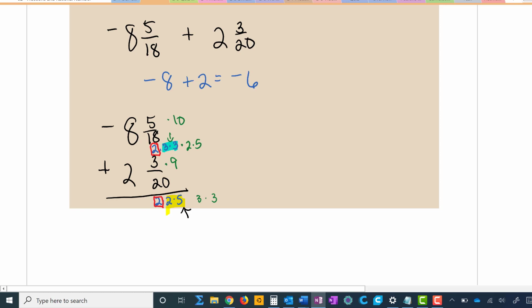So just multiply times 9. So now we can look at our denominators and make sure we have all the same numbers to get our common denominator. We should have 2 2s, 2 3s, and a 5. All right, so we should be in good shape.